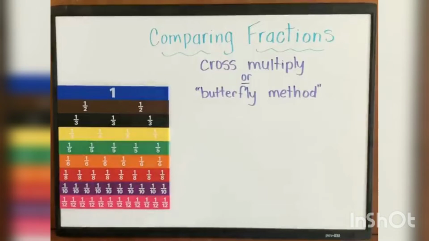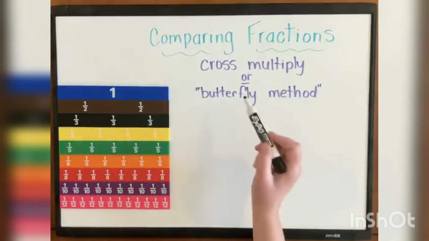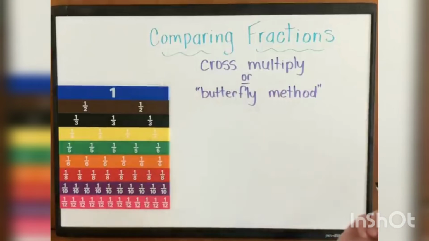Boys and girls, today's video is on comparing fractions using the cross multiply, also known as the butterfly method. This is a great strategy to use. We've been working with mental strategies such as common numerator, common denominator, one away from the whole, and using a benchmark half. Those mental strategies work some of the time, but this strategy, cross multiply, works every time.